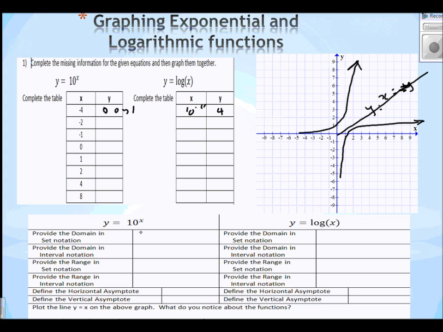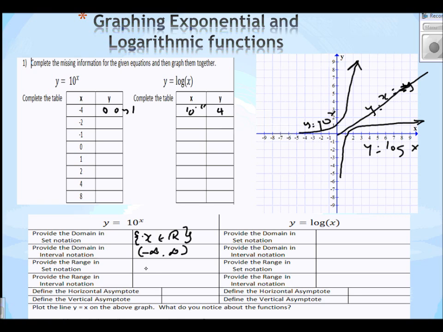Now let's look at the domain and ranges. Let's compare. He is asking here, provide the domain in set notation. You see that x values are ranging from all the negatives to all the positives for this exponential function, y equals 10 to the x. That means x belongs to all real numbers. Provide the domain in interval notation: it is actually the open interval from negative infinity to positive infinity.